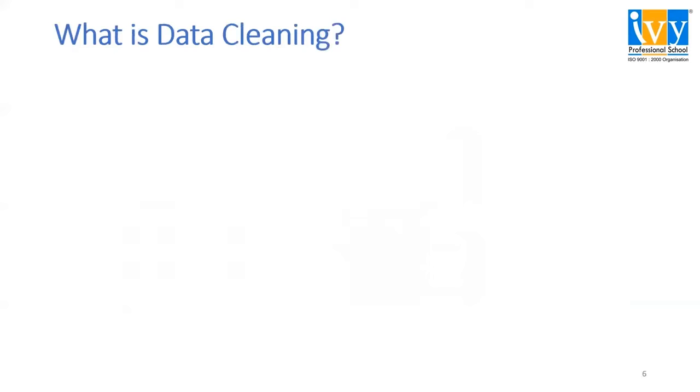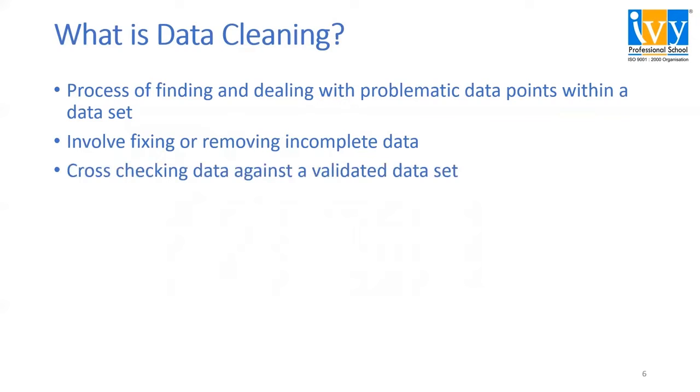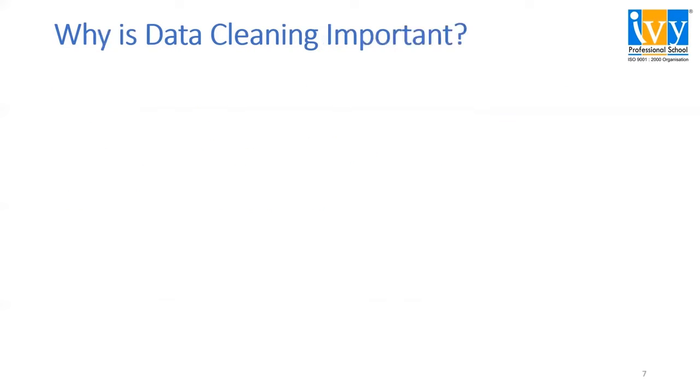Now, a question that arises in everyone's mind is what exactly is data cleaning? Say we have a data which is very inconsistent. So the process of finding and dealing with those problematic data points within a data set is called data cleaning. It involves fixing or removing incomplete data. It also helps in cross-checking data against a validated data set and helps in standardizing inconsistent data to a consistent one.